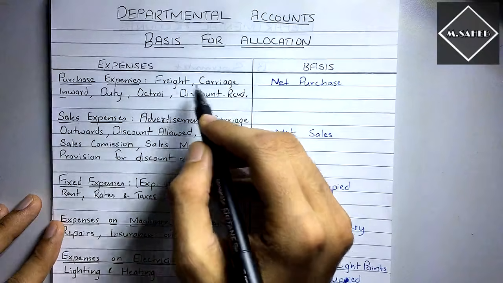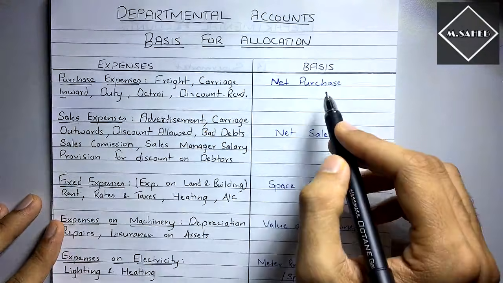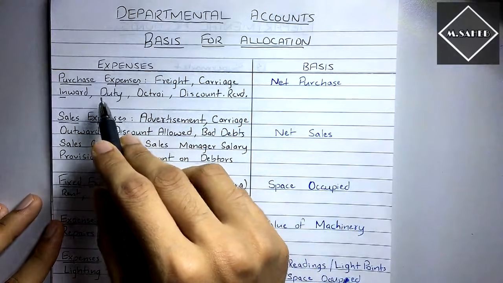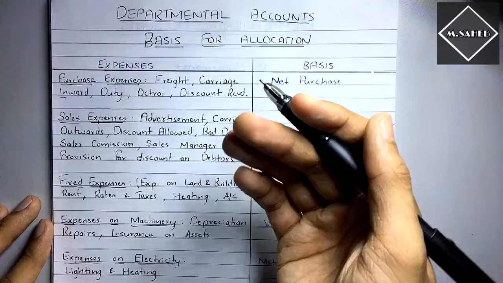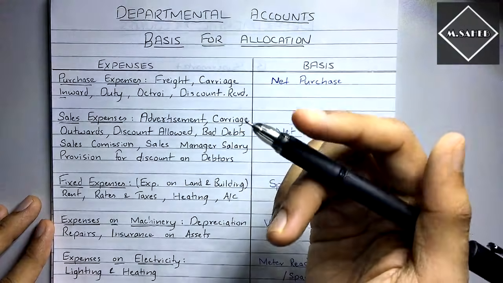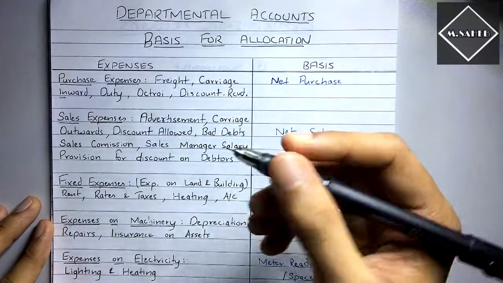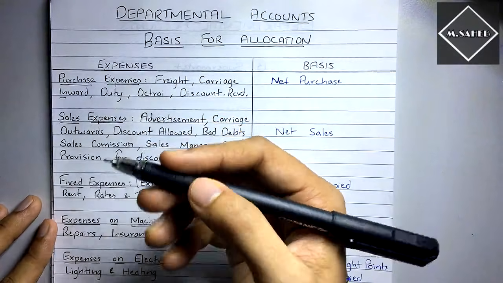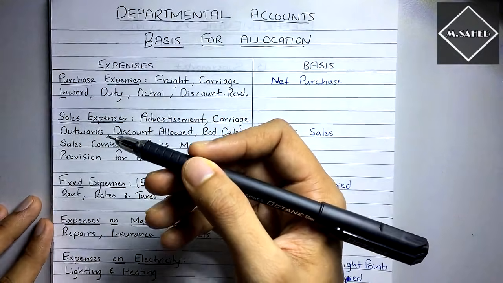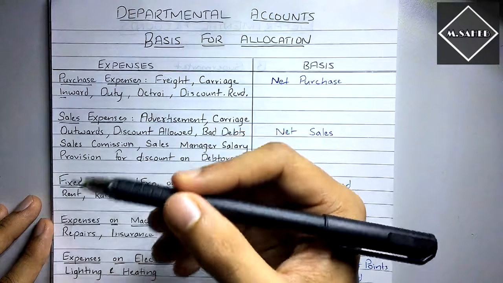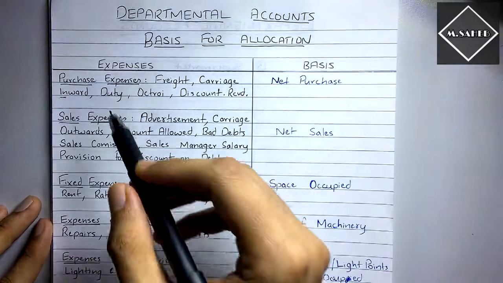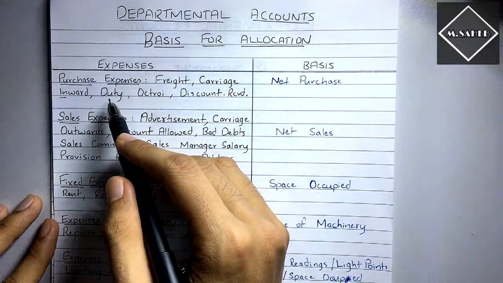See, freight is there, carriage inward is there. All these are connected directly with purchases. Duty. Now what is duty? Duty is paid on the international borders, right? Whenever you bring something from abroad to India, then you have to pay import duty, right? So that import duty is an expense on purchases. You purchase something, you are bringing it to your country, and you have to pay the import duty. So that is an expense.